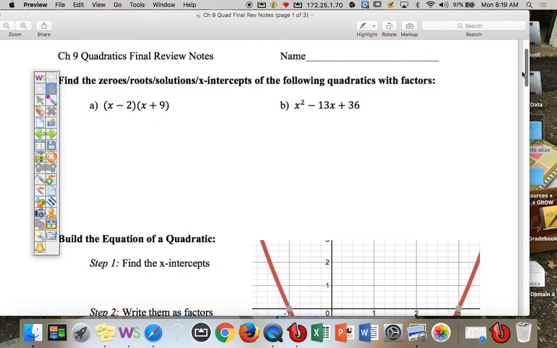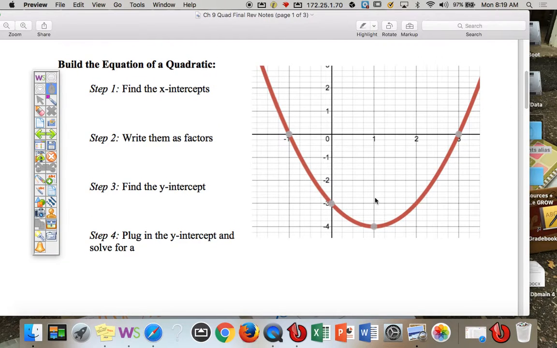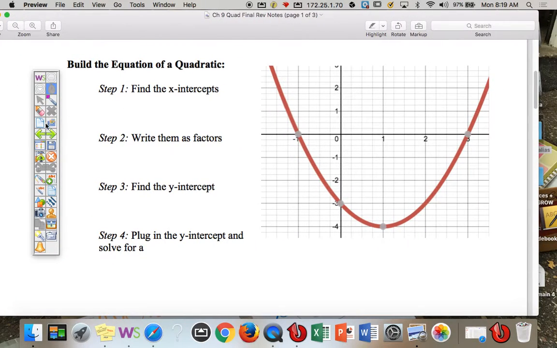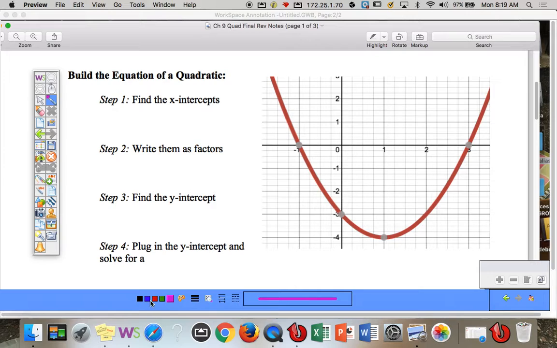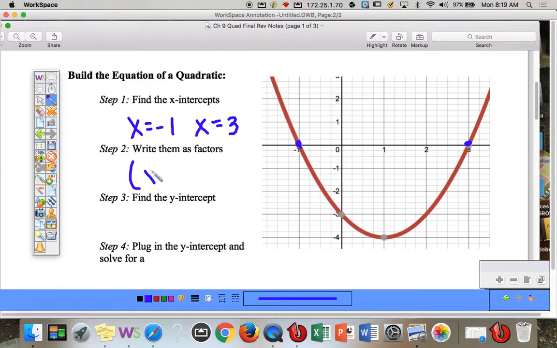We also learned in this chapter how to build the equation from the graph. So if you have the graph, how can you go backwards and get the equation? So the first step is to find your x-intercepts. So where do they cross? It looks like at negative 1 and 3. So let's write that. X equals negative 1, x equals 3. Let's write them as factors. Factors are the opposite of the zeros. So we have x plus 1, x minus 3.